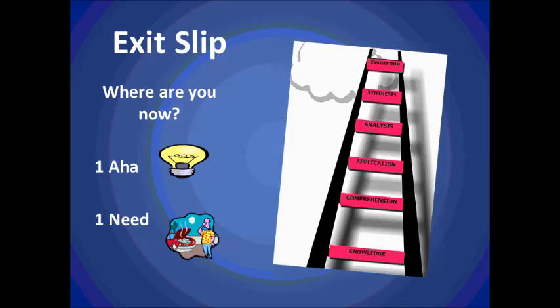So what I'd like you to do is take a moment and do some self-reflection here. As you can see on the right of the screen, you've got Bloom's taxonomy there of knowledge, comprehension, application, analysis, synthesis, and evaluation, all the way up to creation. So let's talk a little bit, though, about where you are. If you have an aha, something that you learned, maybe write that down. A need, what do you need to have happen? Where will you need support? What would you like that process to look like?